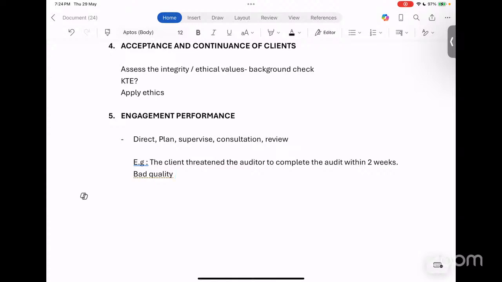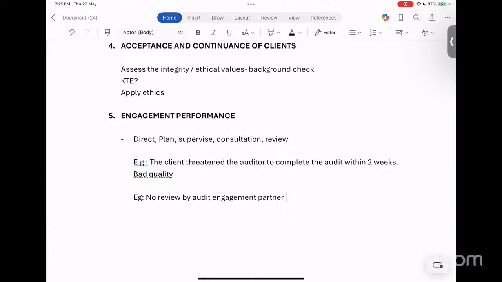Then another example can be, let's suppose they say there was no review by the audit engagement partner. No review by audit engagement partner. So we all know at the end of the audit, it is the engagement partner who reviews the work of the whole audit team. So this is also going to lead to bad quality audit.